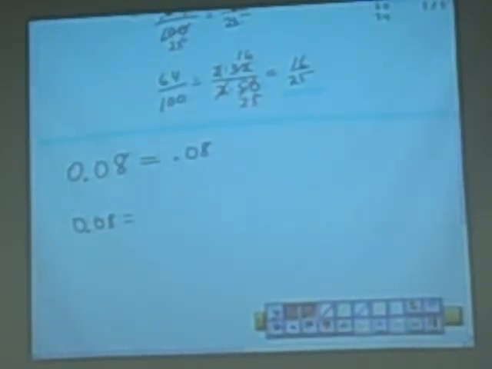So now we're going to have 8 over 100, right? So now we want to simplify that again. Well, what can go into both? 4, right. 4 goes into 8 2 times, 4 goes into 100 25 times, and we get 2 over 25.